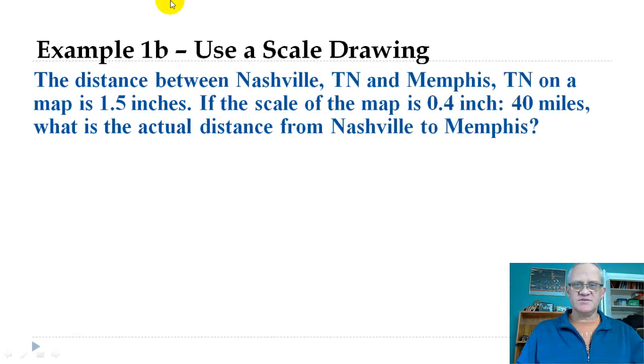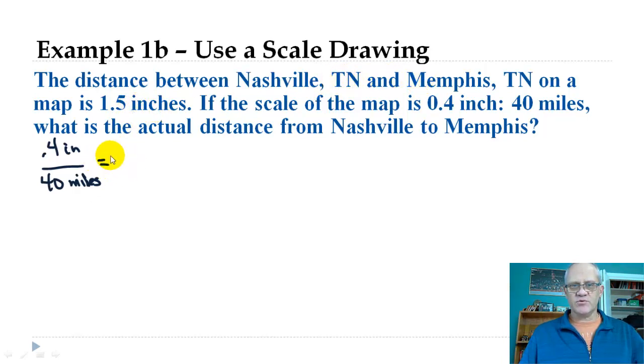One more similar to this is Nashville, Tennessee and Memphis, Tennessee. Okay, so on this one, the numbers are a little bit trickier than that first one we had. That's why I wanted to do another one. So here's the scale. The scale is 0.4 inches to 40 miles. Okay, so that comes from this. But if you measured this on the map from Memphis to Nashville, it'd be 1.5 inches.